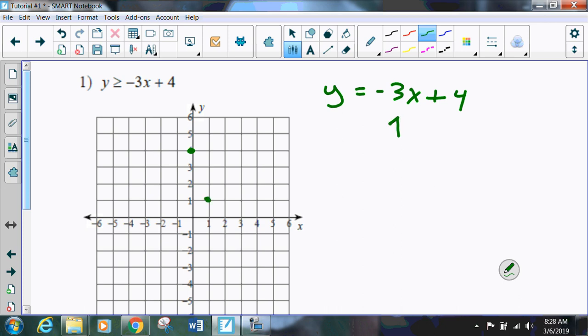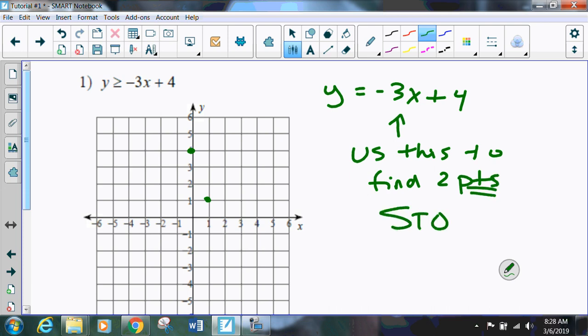So we're going to use this to find 2 points. And then we're going to stop and say, wait a minute, we're not really drawing a line. This isn't an equal sign. It says y is greater than or equal to this line.